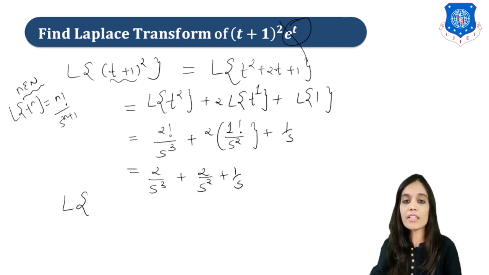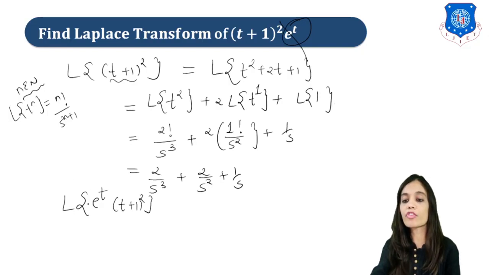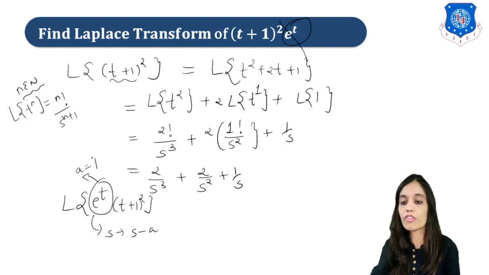Now bring this e raised to t. So Laplace of e raised to t into t plus 1 whole square, and we have to apply our first shifting theorem. In this, the value of a is what? 1. So we have to replace s by s minus a. Put the value of a as 1.